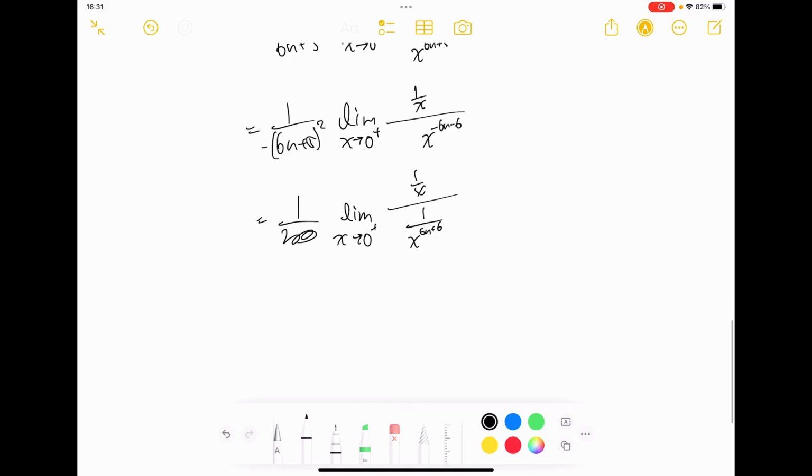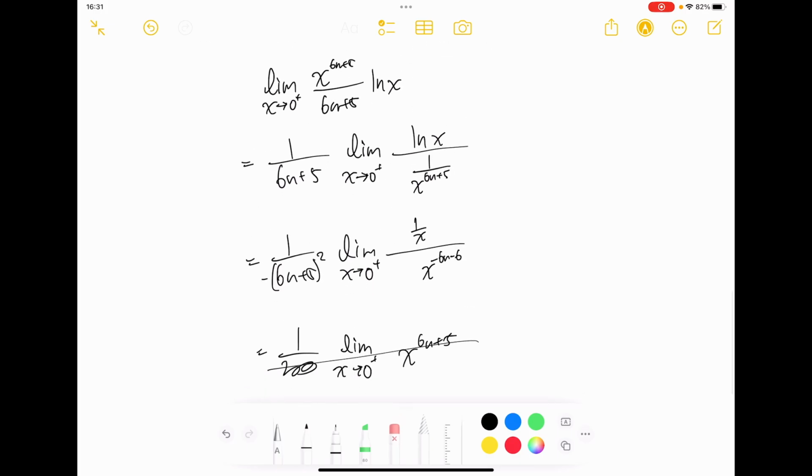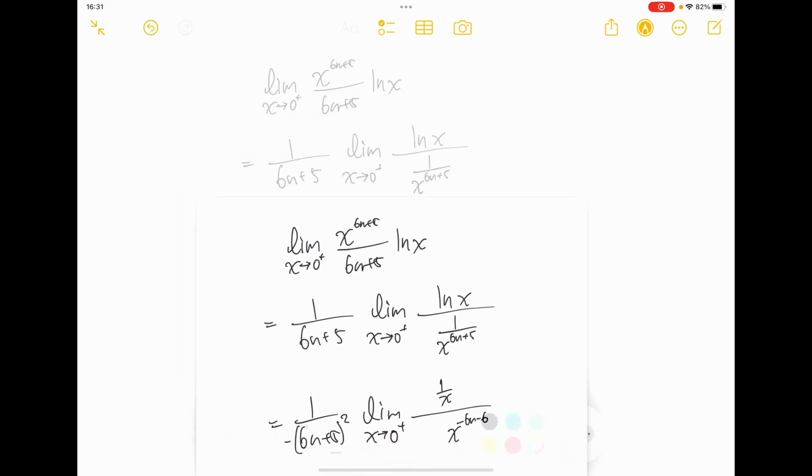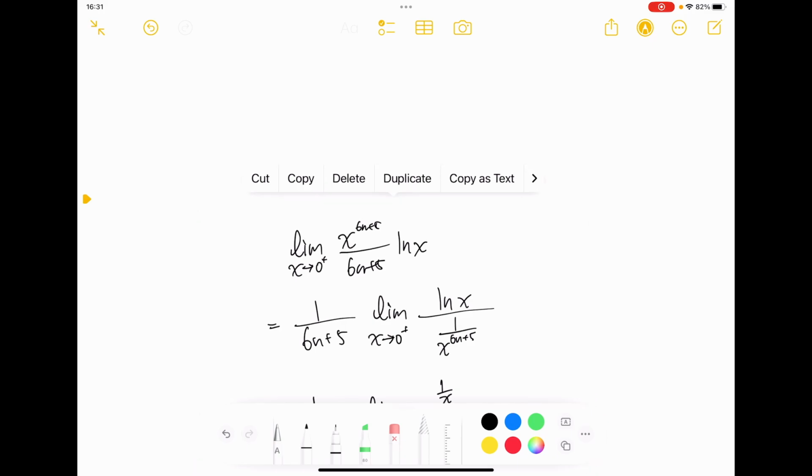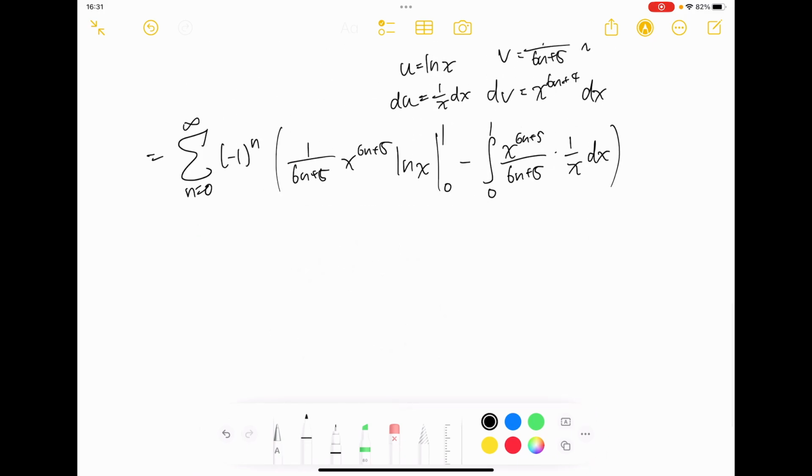And this will be equal to, if we flip everything, x to the 6n plus 6 divided by x, which is x to the 6n plus 5. And of course, the limit to 0 is just 0. So we have now verified that it's 0. And we are now safe to continue if I can delete this thing. There we go. So this entire thing goes to 0.